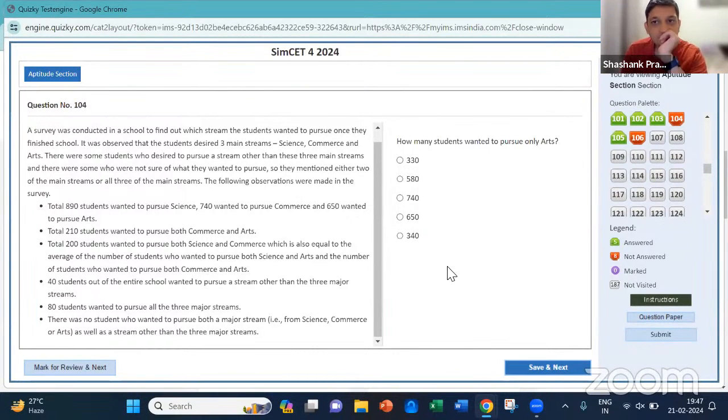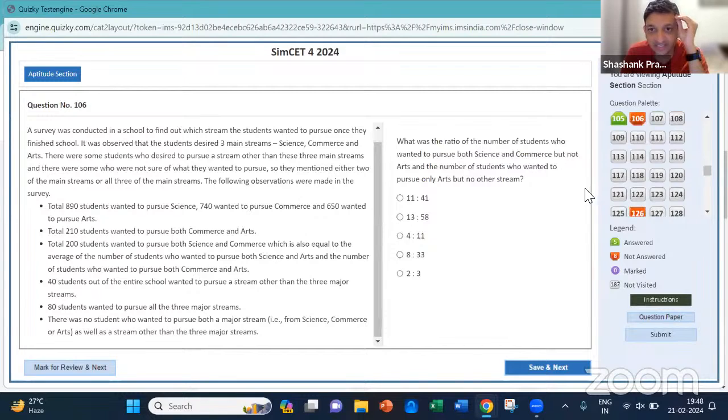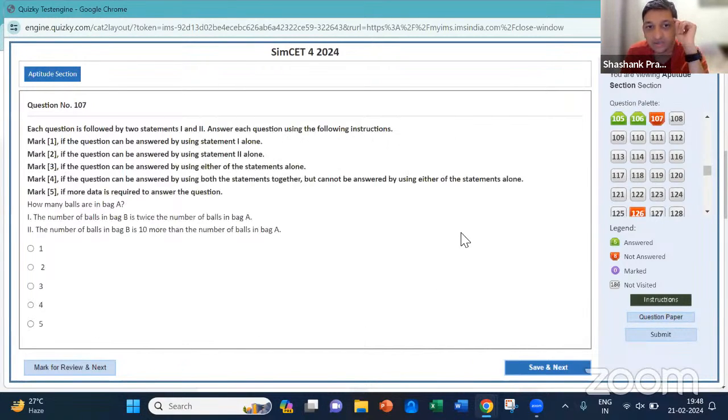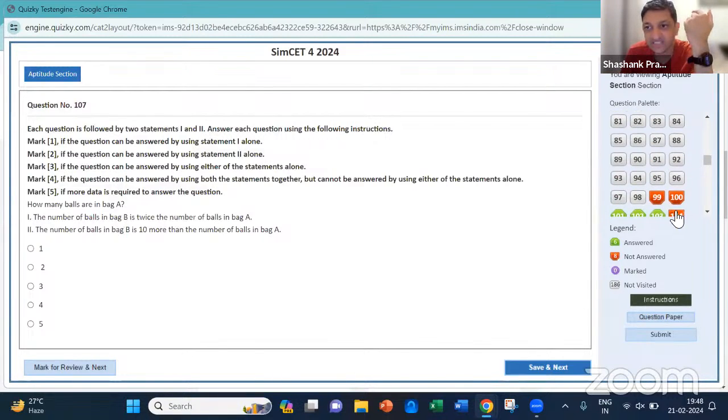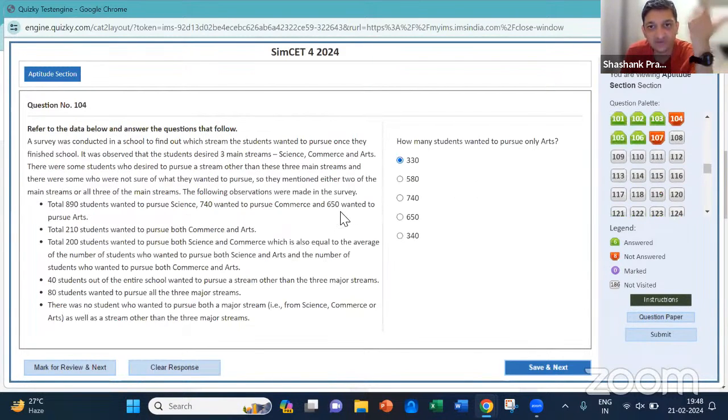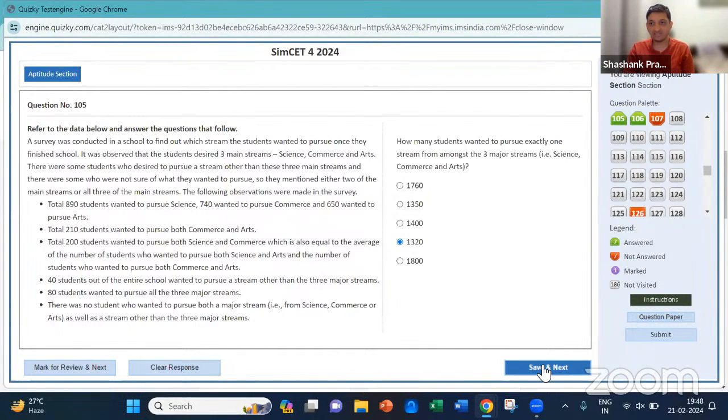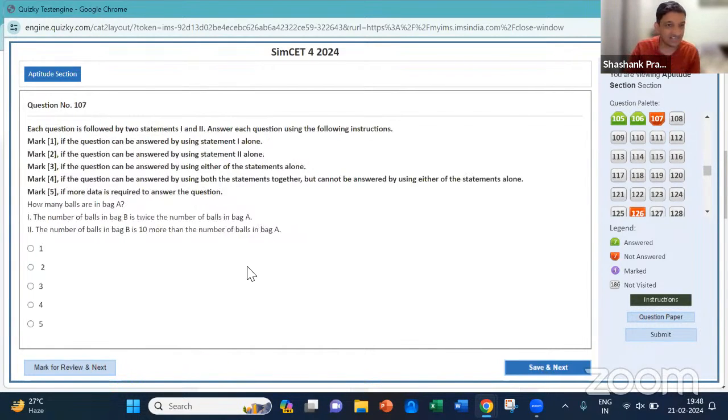Okay? So only arts is given. So let's say 120 is to 330. 120 is to 330. 120 is to 330. 12 is to 33. 4 is to 11. Yeah, 4 is to 11 works here. So I'll go for the other one as well. So I'll just guess this one. 330 is what I will guess. But I don't know why it's wrong. I'll try to mark it as well so that it should not get it wrong, right?